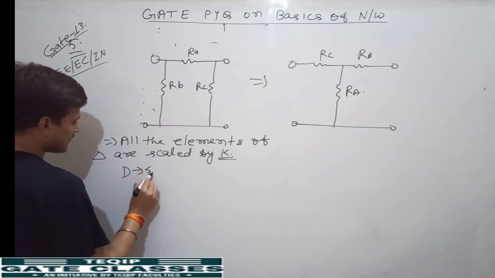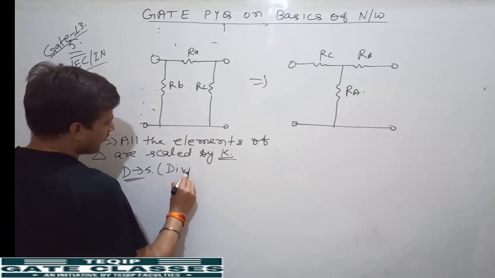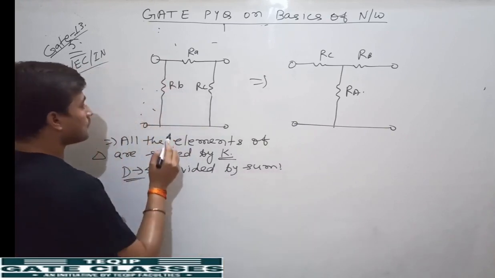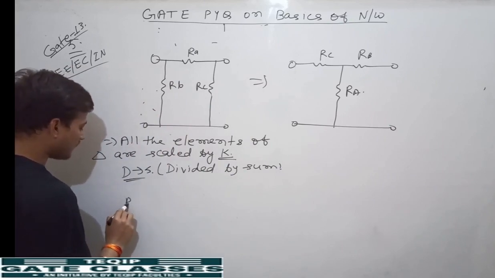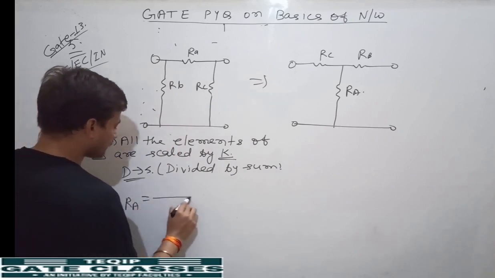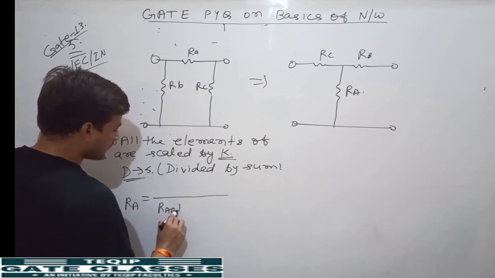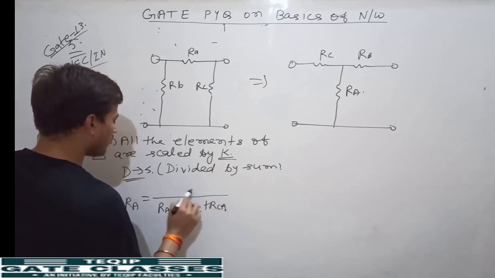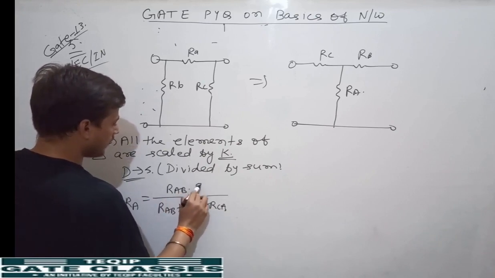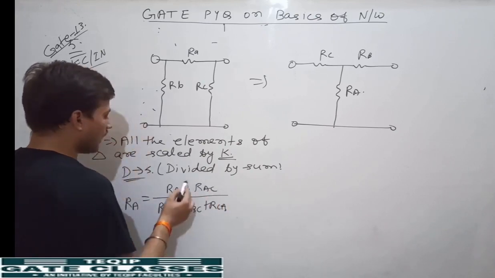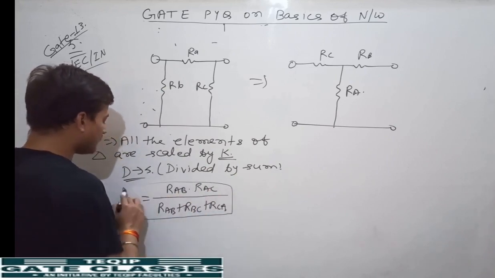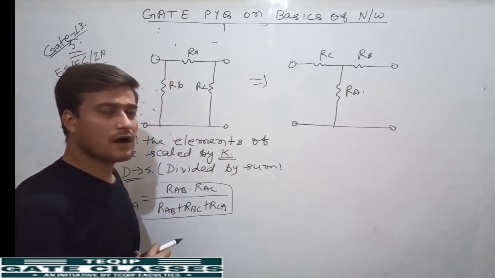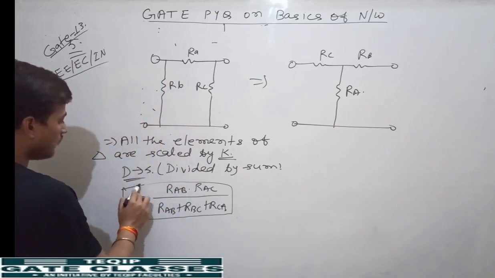D to S, that means divide by sum. Remember the trick: divide by sum. So RA is equal to RAB into RAC at the top, divided by RAB plus RBC plus RCA. For your convenience I am taking RAB, RAC and RBC, because here it is given RA, RB and RC.